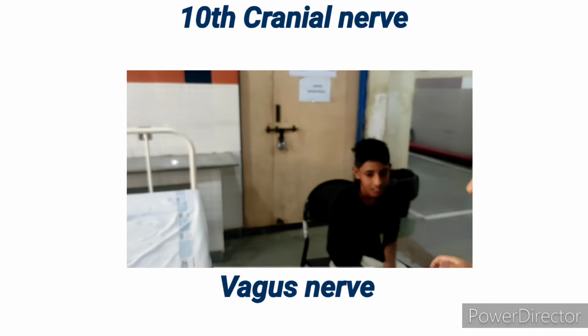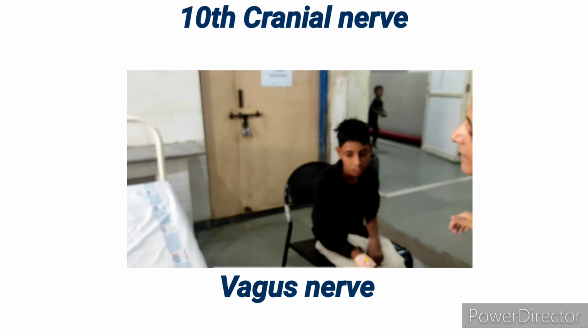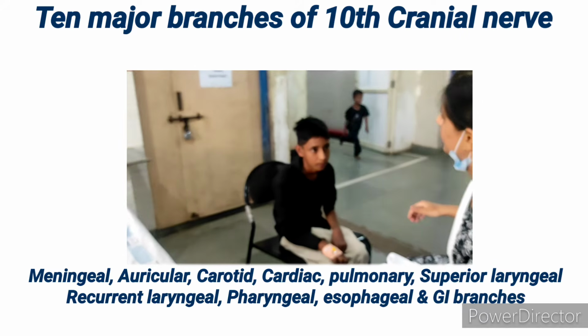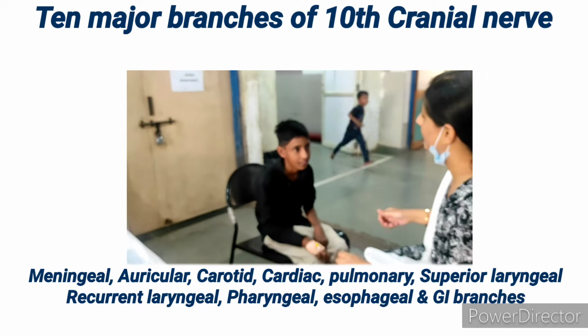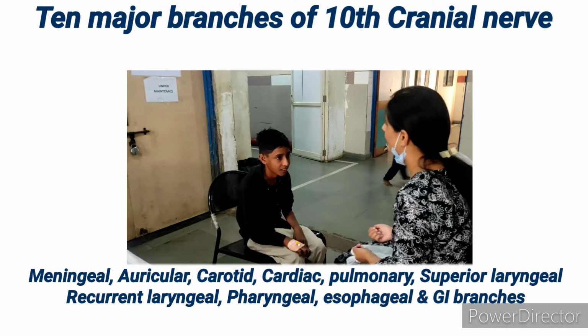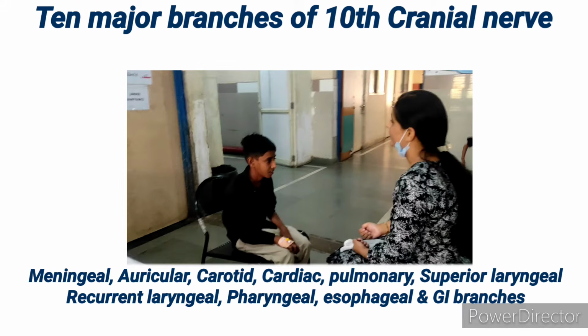Now the 10th cranial nerve, the vagus nerve. It is the longest cranial nerve. There are 10 terminal branches of the vagus nerve: meningeal branch, auricular branch, carotid, cardiac branch, pulmonary branch, superior laryngeal, recurrent laryngeal, pharyngeal branch, esophageal branch, and gastrointestinal branch.